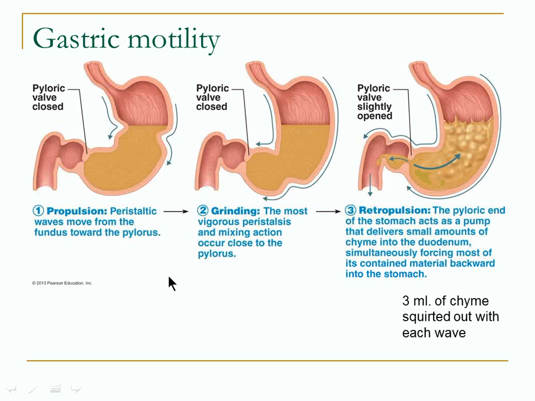Now, in the stomach, you remember I said there's a lot of churning going on. So this is the activity. You can see peristaltic waves moving from the pylorus coming towards the pyloric valve, which is closed, and then it swishes back and forth. So there's a lot of vigorous peristaltic action. And then when the food is broken down into chyme, at that point, this pyloric sphincter opens up, and a little bit of chyme is squirted out at each wave.